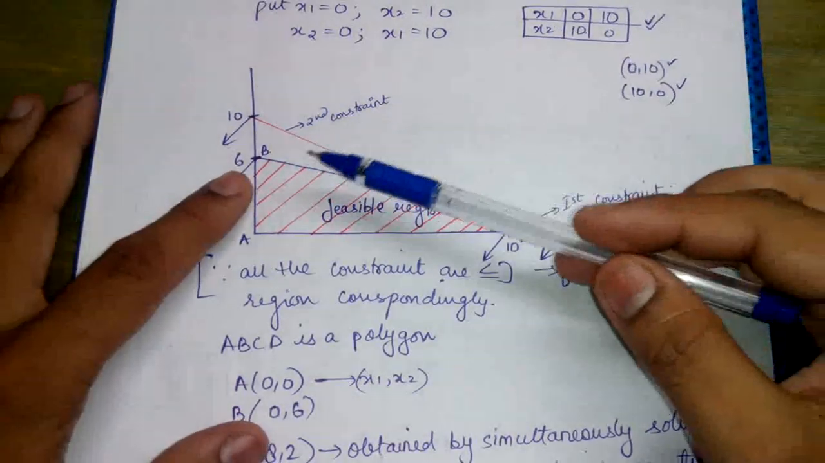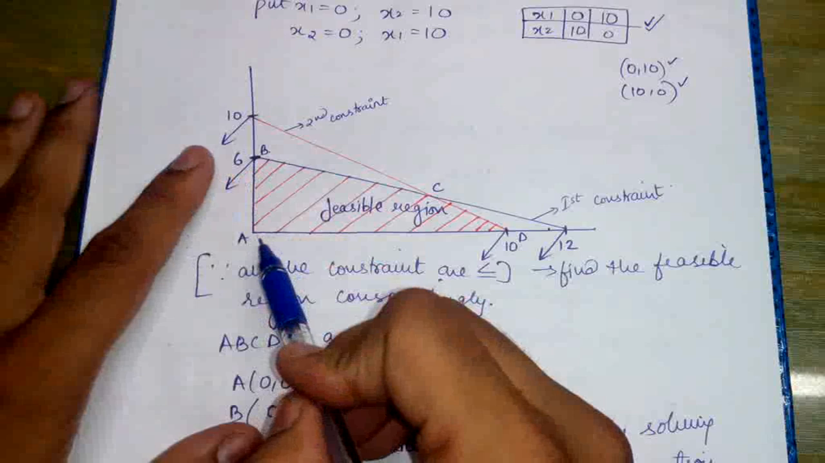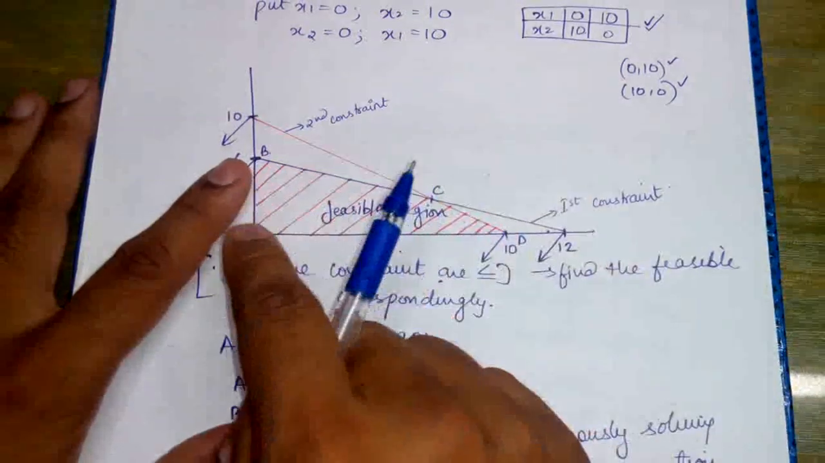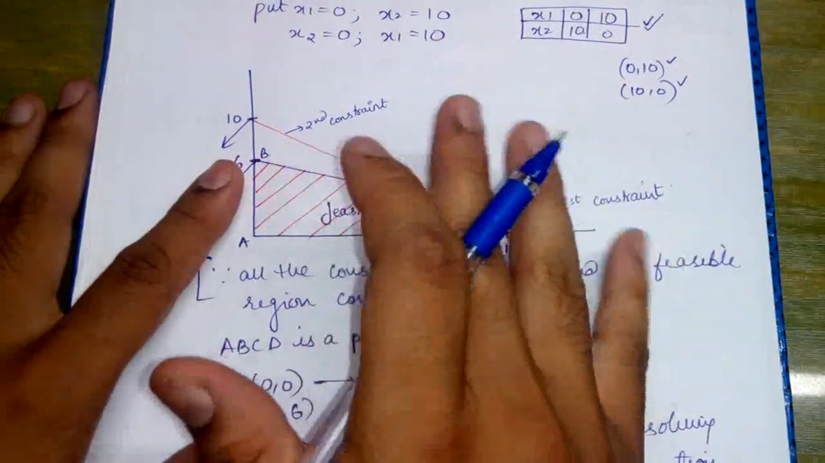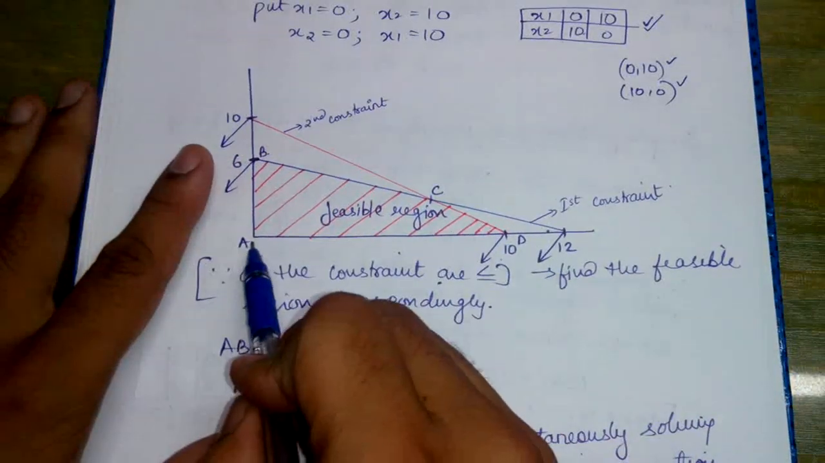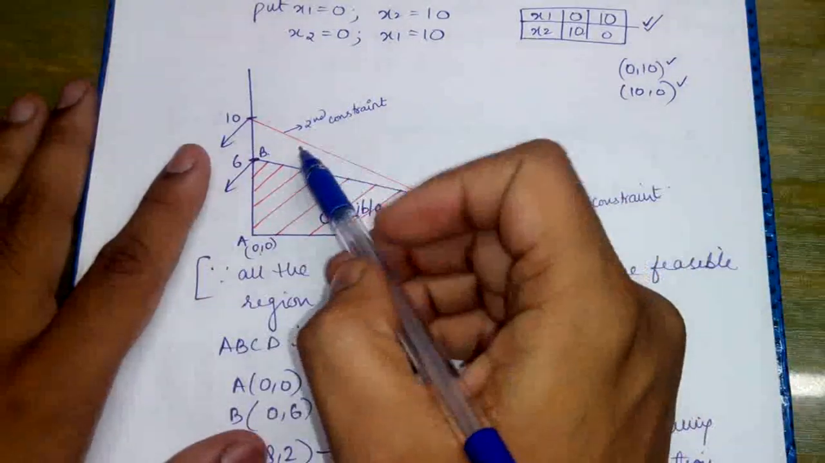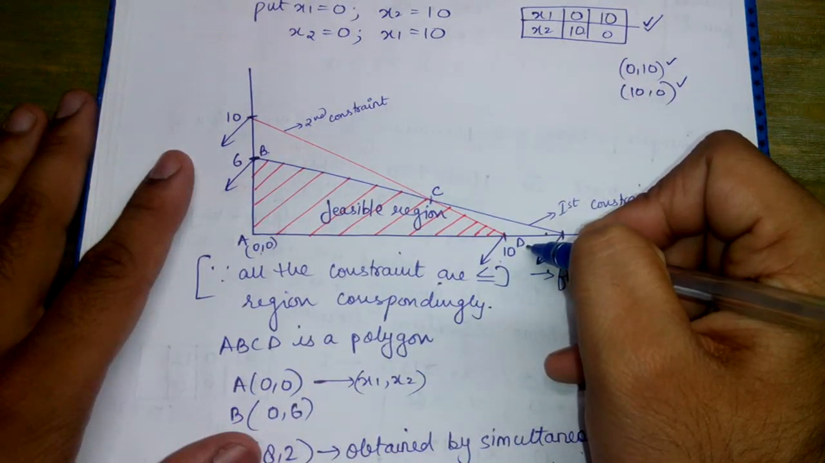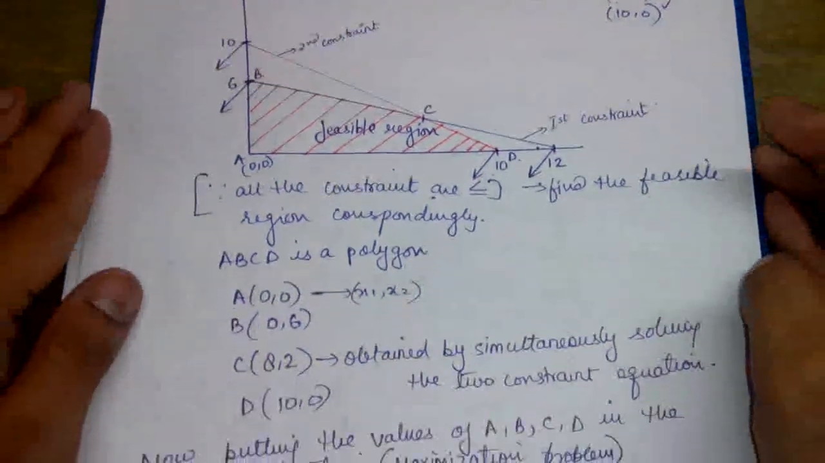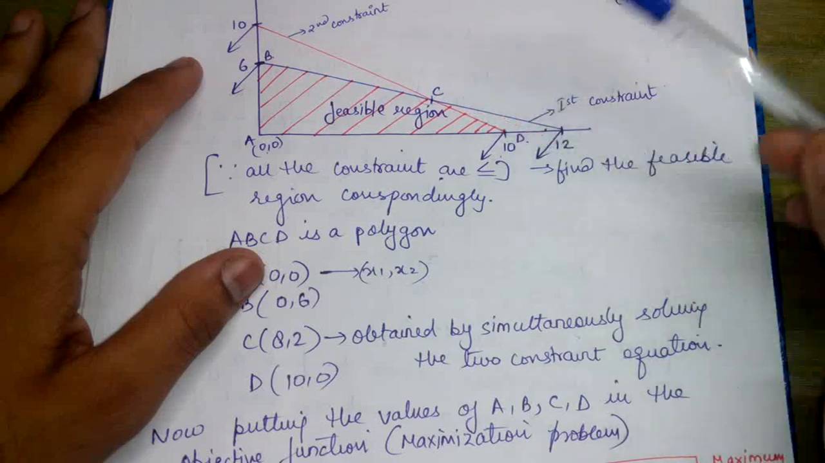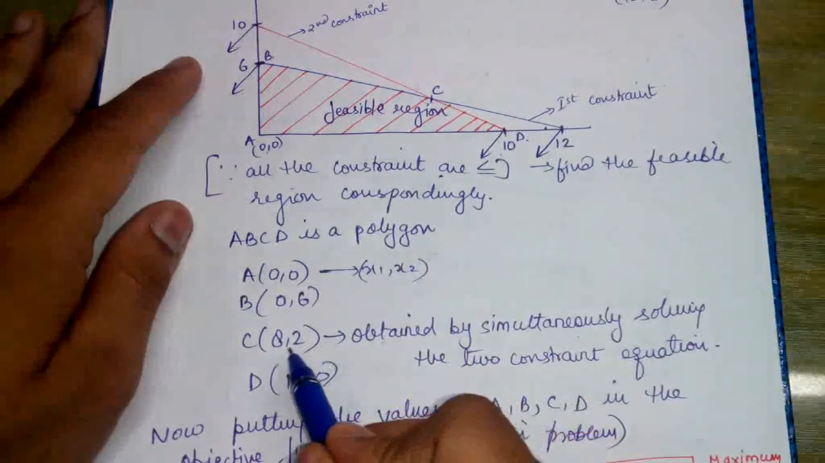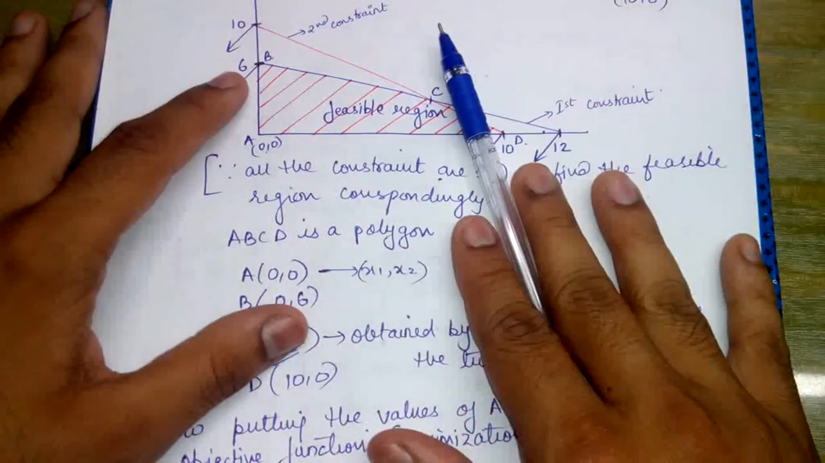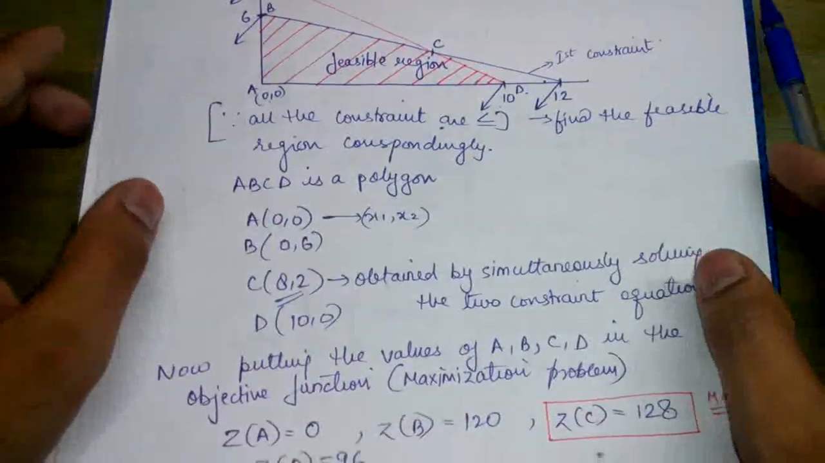Now we will identify the shape of the feasible region: this point is A, this is B, this is C and this is D. We have to determine the coordinates of A, B, C and D. The coordinates of A are (0, 0) because this is the origin. B is (0, 6). D is (10, 0). The coordinates of C can be evaluated by simultaneously solving the two constraints, and will be obtained as (8, 2). Or if you draw it on graph paper with a suitable scale, you can see it directly from the graph itself.